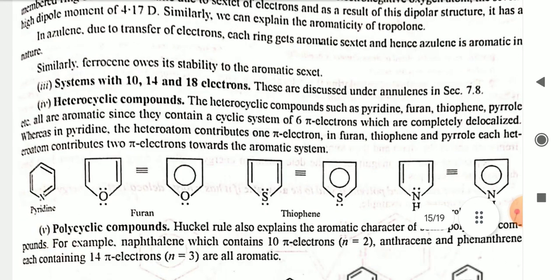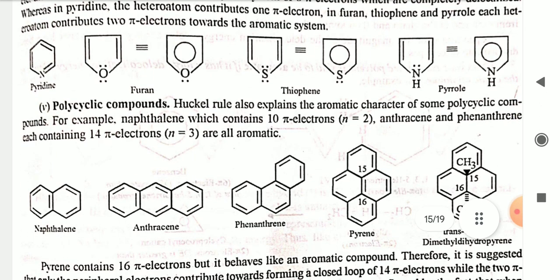Whereas in pyridine, the heteroatom contributes 1 pi electron. In furan, thiophene, and pyrrole, each heteroatom contributes 2 pi electrons toward the aromatic system. Fifth, polycyclic compounds. Huckel's rule will also explain the aromatic character of some polycyclic compounds.